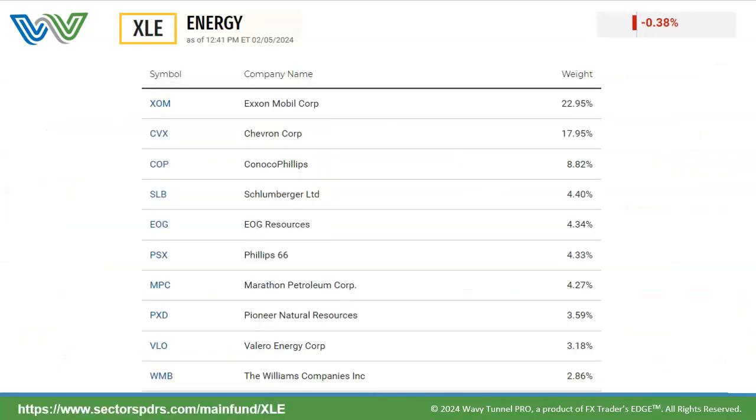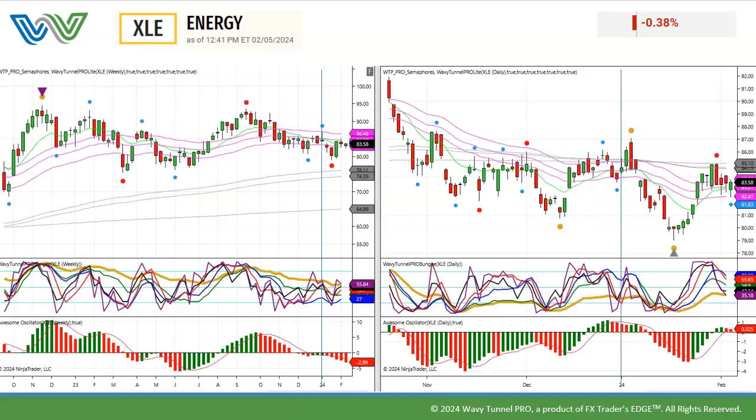This is another underperforming ETF, XLE Energy. The top holdings are Exxon, Chevron, Conoco, Phillips, Schlumberger, etc. So the largest holding is 22.95% in Exxon, and then Chevron is next, 17.95%. With energy, on the left, we have the weekly chart.